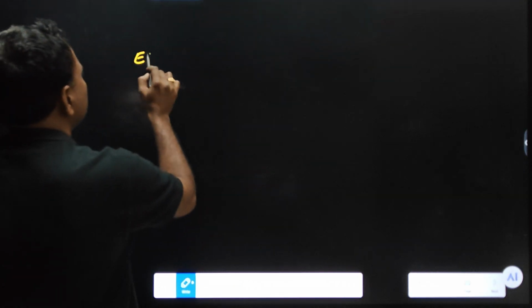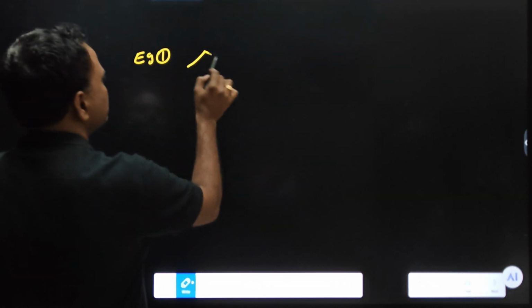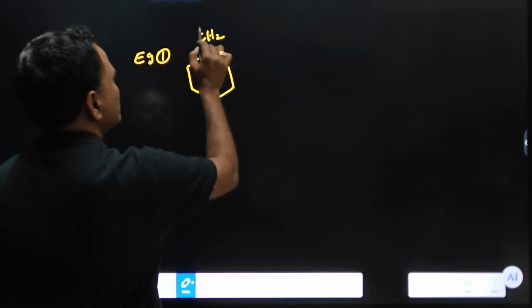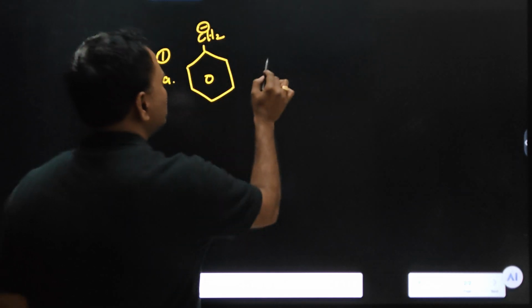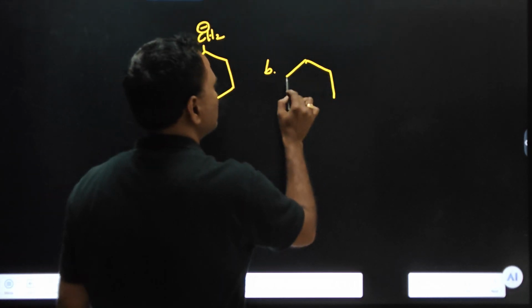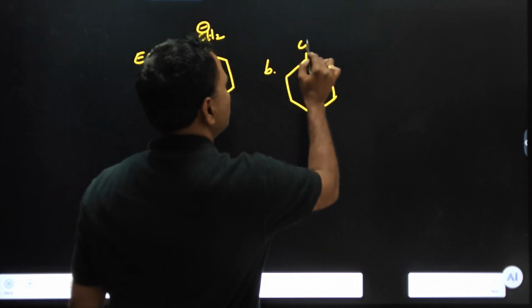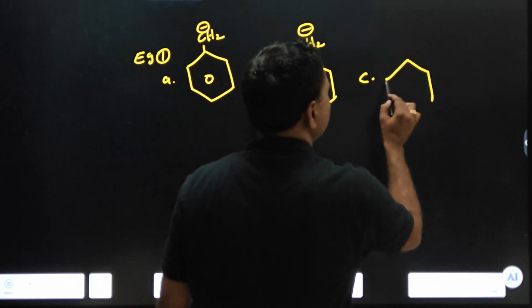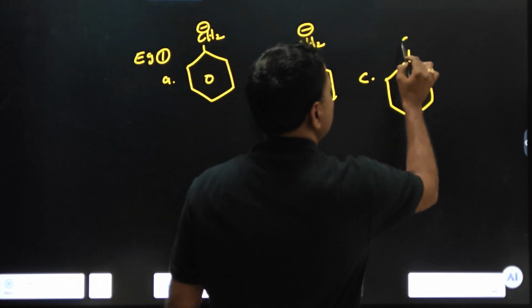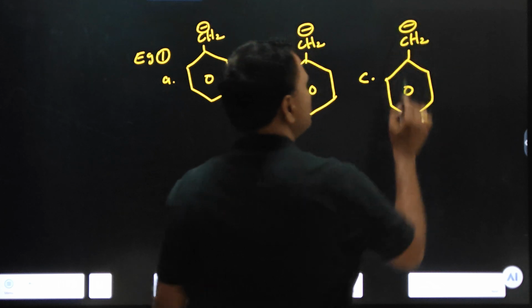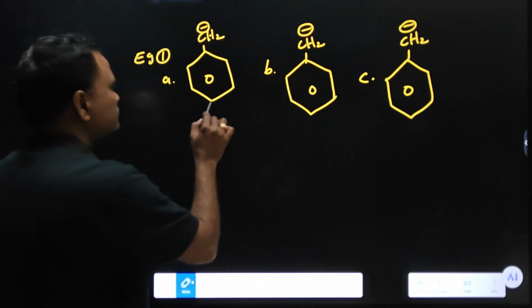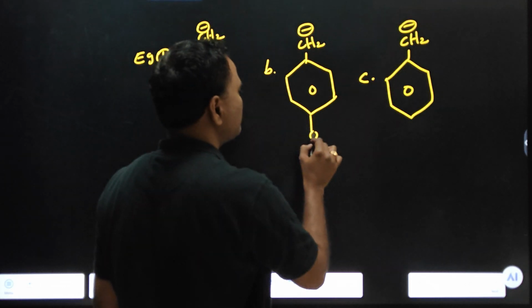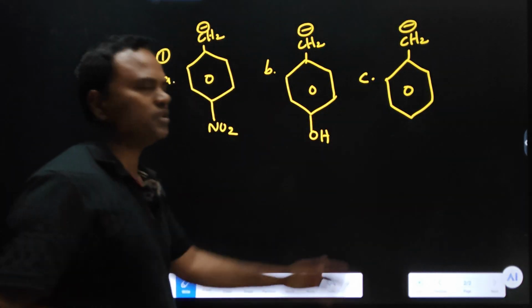Let us start. First example, benzyl carbanion. NO2 is a minus M group, OH is a plus M group, and this one is neutral.